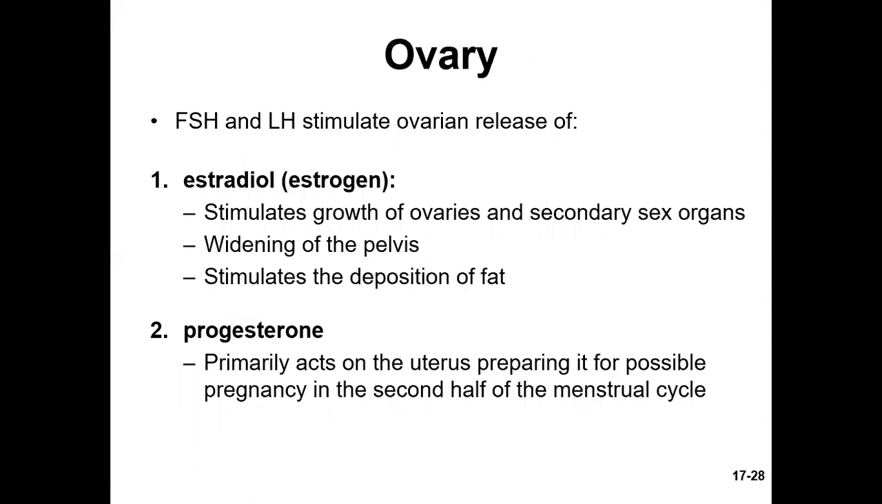When we talk about the gonads, then let's talk about the female gender body ovary. These guys will be stimulated by FSH and LH in order to release estradiol or estrogen. Estrogen has an impact on the growth of ovaries, secondary sex organs, the widening of the pelvis, and the deposition of fat. Progesterone is also produced by the ovary in order to prep the uterus for pregnancy. Also, when we learn more about oogenesis next semester, we're going to dip into reminders of how the menstrual cycle works and ovulation and all of that neat stuff in the hormone controls.